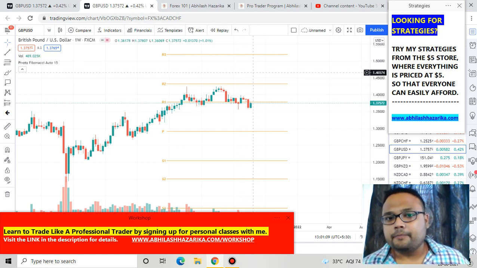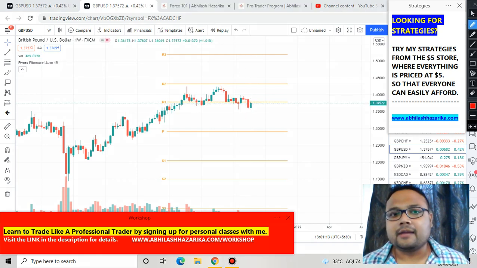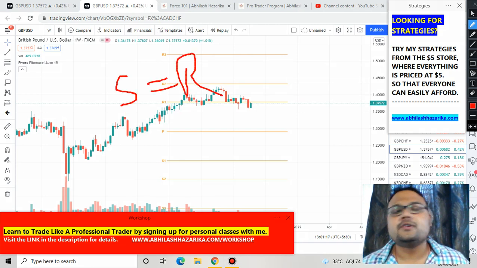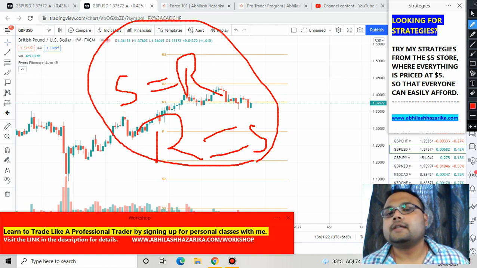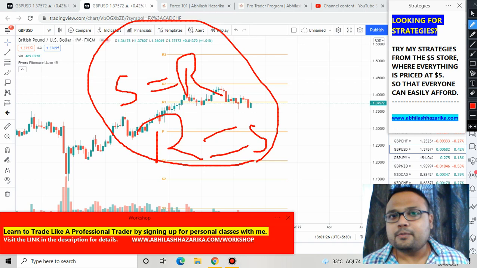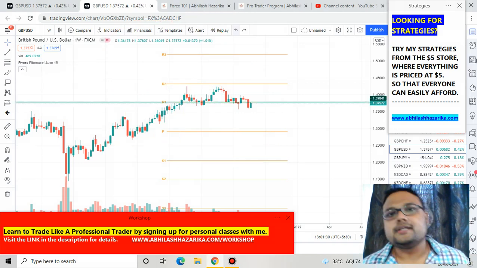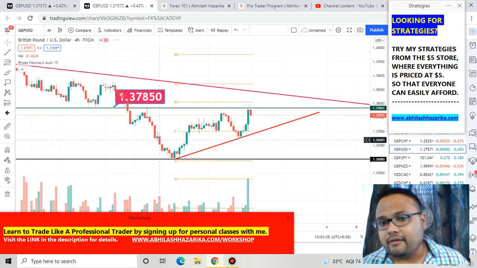And right now we can see that the same level is acting as a resistance for the market, because we all know it very well that support becomes resistance on the market and resistance becomes support on the market. And the same theory is also applicable here. Therefore the previous strong support on GBP USD is now acting as a resistance for GBP USD, and this is the reason I have drawn this line.